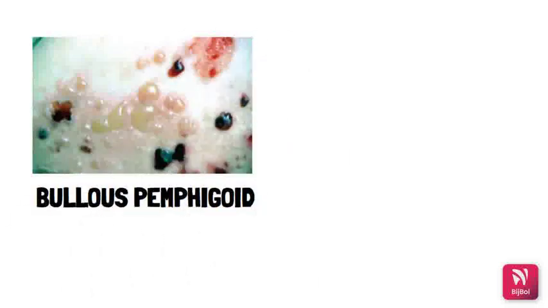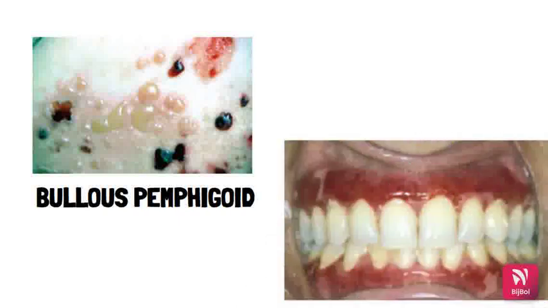So in the first picture, you can see coalescing cutaneous bullae and some of them are hemorrhagic. Rupture of these bullae leads to the formation of ulcers. In the second picture, we are seeing gingival mucous membrane pemphigoid, in which the lesions are confined to the gingival tissues, producing a typical desquamative gingivitis appearance.